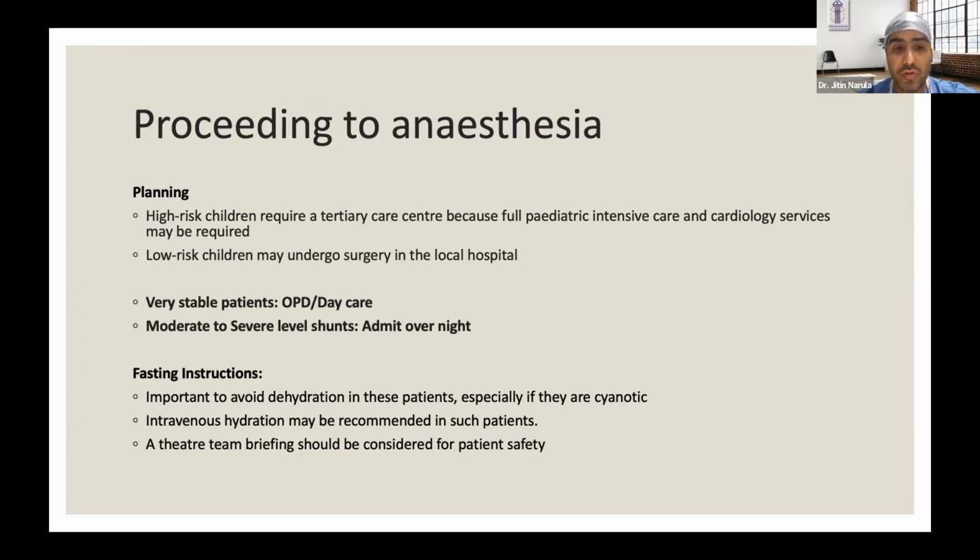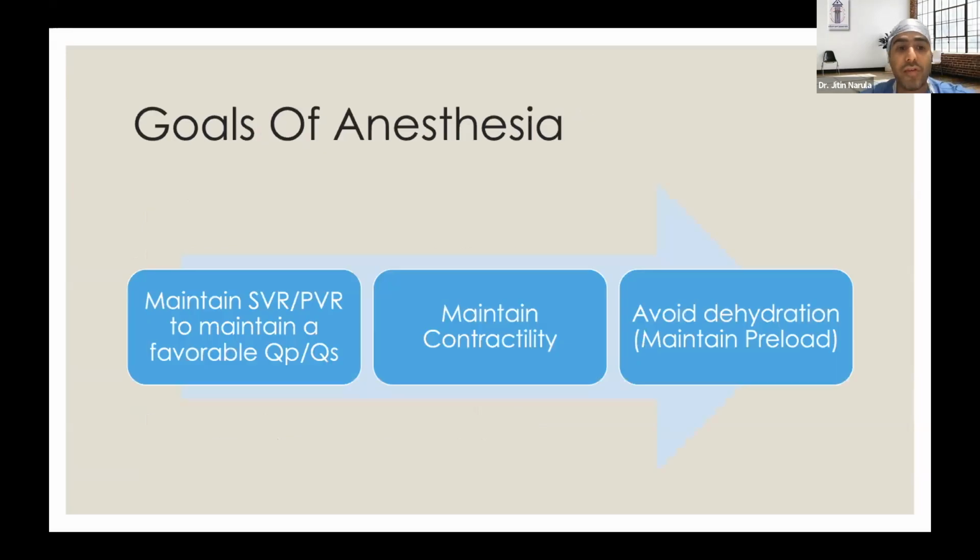Very stable patients with stable shunts can be managed on OPD or daycare basis, but moderate to severe level shunts should ideally be admitted overnight. Fasting instructions: it's important to avoid dehydration in these patients, more so if they are cyanotic. Intravenous hydration may be recommended if the surgery timings are flexible or not sure, and a thorough team briefing should be done for enhancing patient safety.